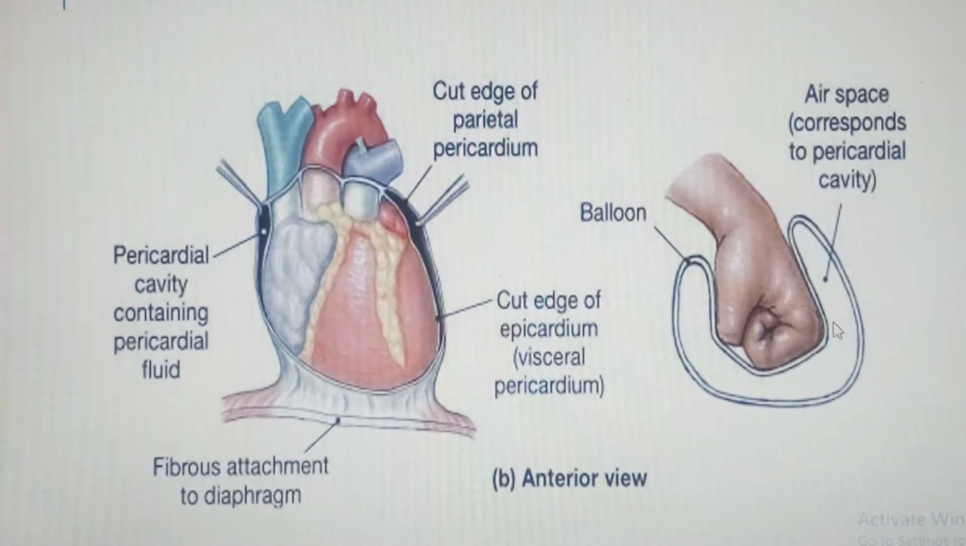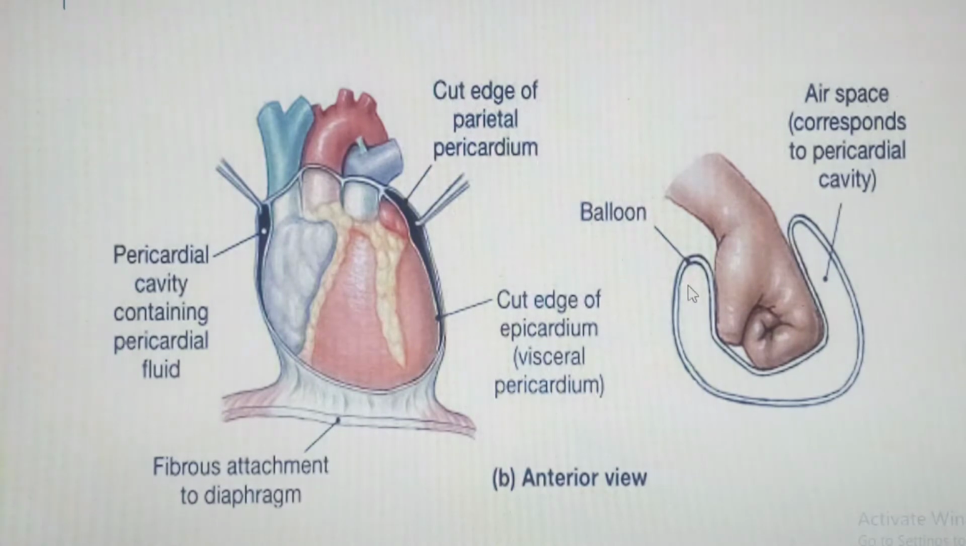Now you get to know that there's a space between the visceral layer and, of course, the parietal layer of the serous pericardium. This space contains some kind of fluid. It's a potential space, and this space is known as the pericardial cavity.